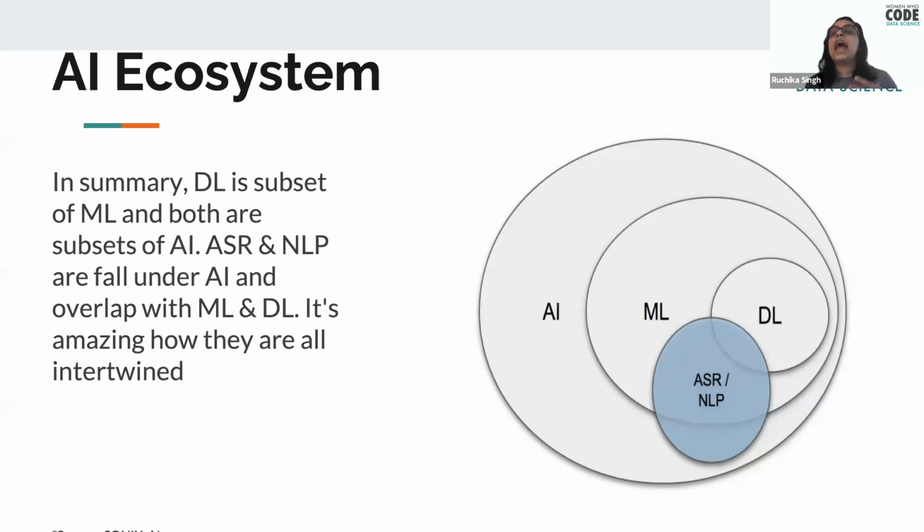Deep learning is an aspect of machine learning because now you're dealing with large data sets and trying to do more robust end-to-end learning. And then you have speech recognition, NLP. I did not put image, but I think image recognition also kind of sits somewhere in between.